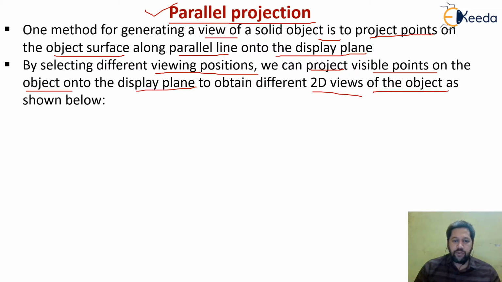Okay, so in parallel projection, by selecting different viewing positions, maybe front side, back side, left side, right side, maybe top side or the bottom side. So I'm just going to select the different viewing positions, and we can project the visible points on that particular object onto the display plane to obtain the different two-dimensional views of the object.